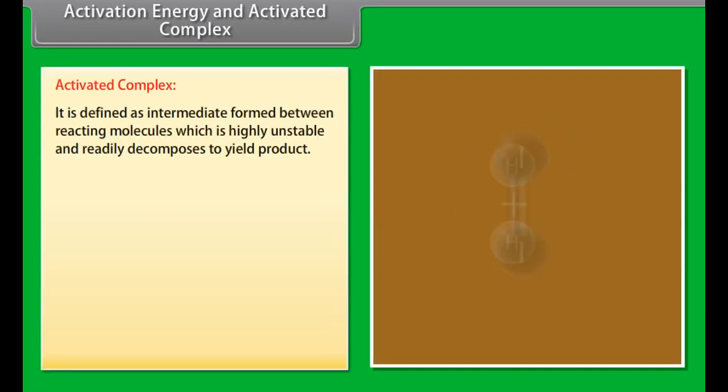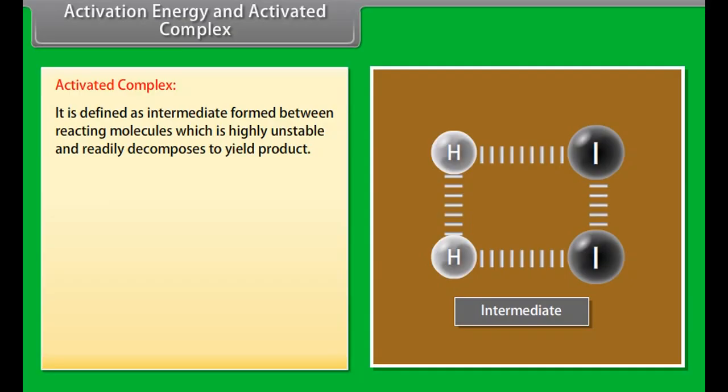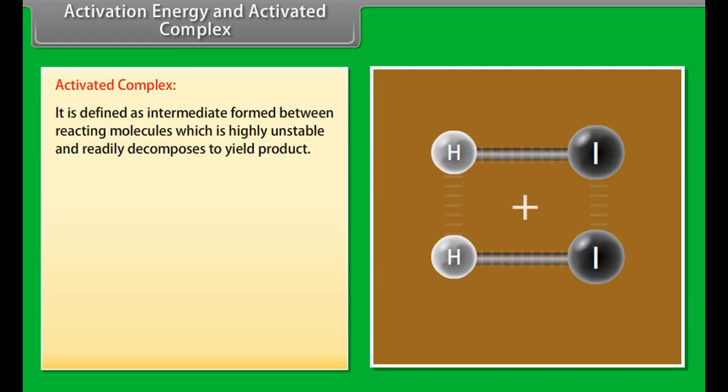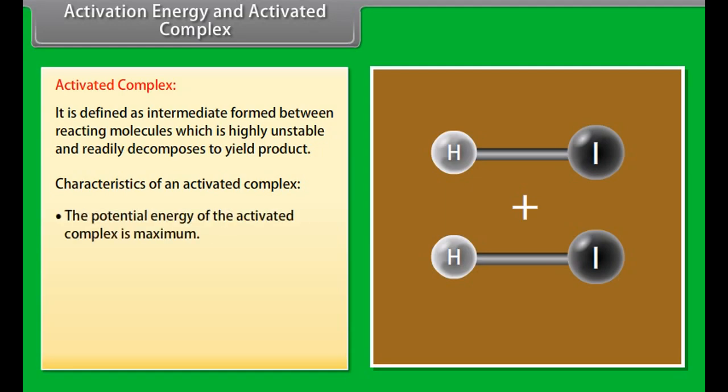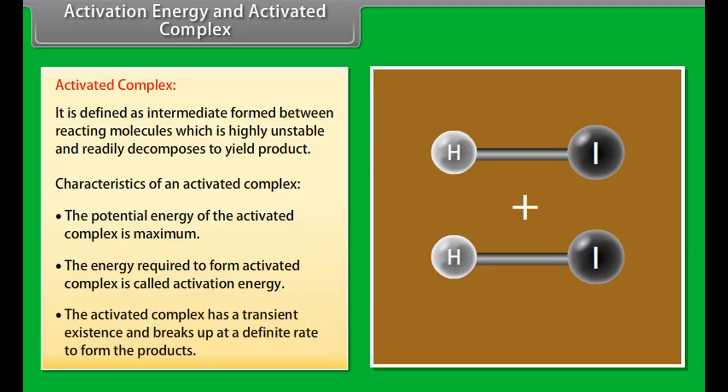Activated complex. It is defined as the intermediate formed between reacting molecules which is highly unstable and readily decomposes to yield product. Characteristics of an activated complex. The potential energy of the activated complex is maximum. The energy required to form the activated complex is called activation energy. The activated complex has a transient existence and breaks up at a definite rate to form the products.